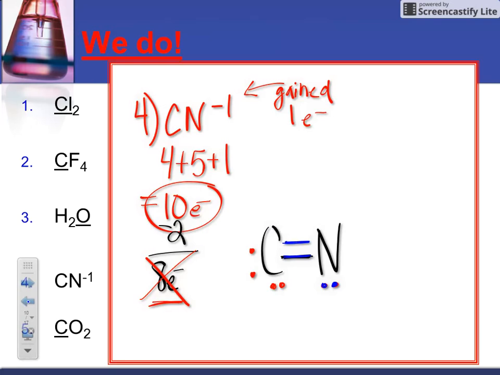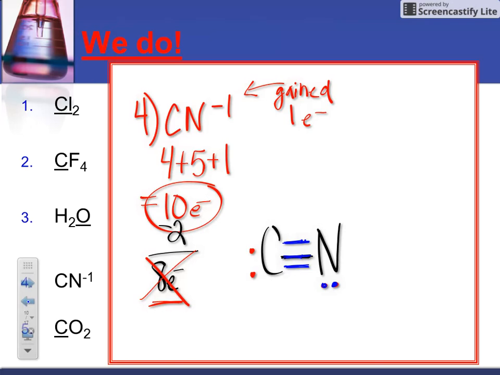Notice carbon still has 2, 4, 6, 8. Carbon's still happy. What about nitrogen? How many does he have? Count them. 2, 4, 6. Nitrogen's still not very happy. So let's swing another pair. Take these and swing them up. That means you're going to make another bond here. So these 2 electrons now are being shared. Now, count the nitrogen. 2, 4, 6, 8.